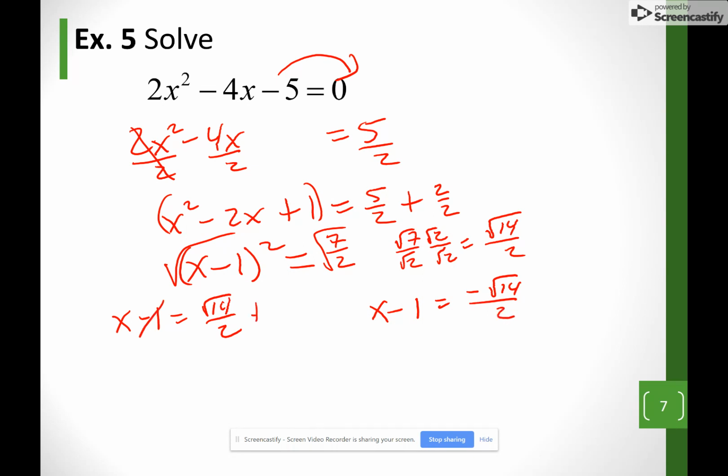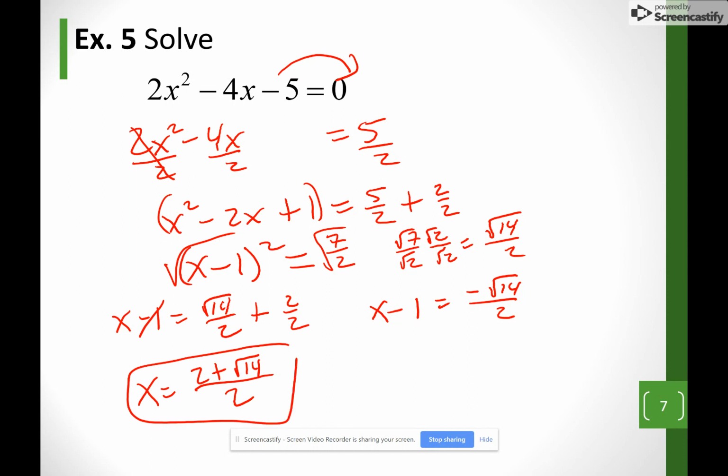Now I'm going to add a 1, but my 1, I'm going to write it as a fraction. So I get x equals 2 plus radical 14 all over 2. I'm going to add my 1, but I'm going to add as a fraction, and I get that x equals 2 minus radical 14 all over 2.